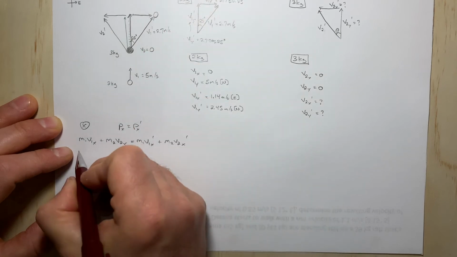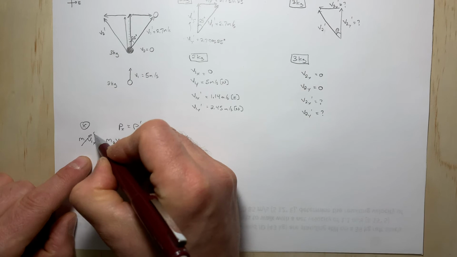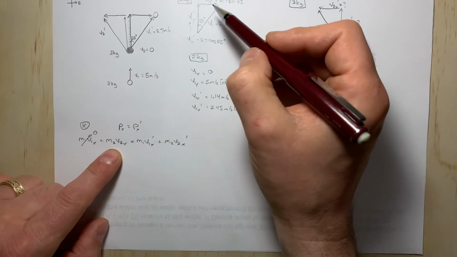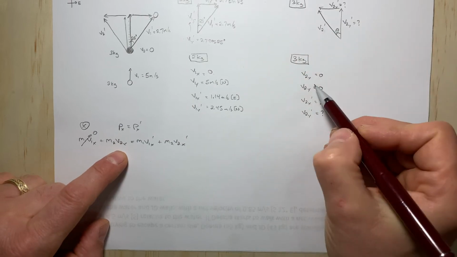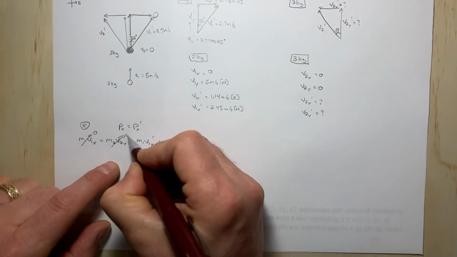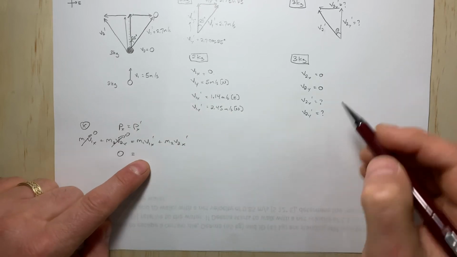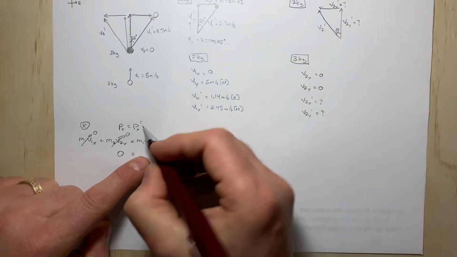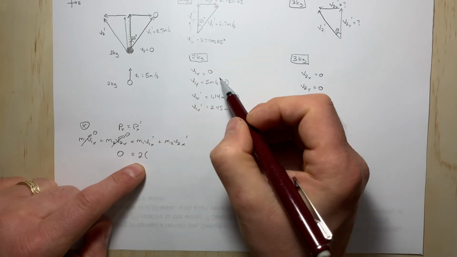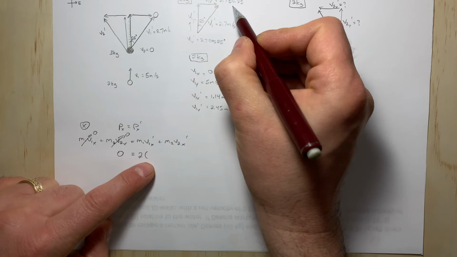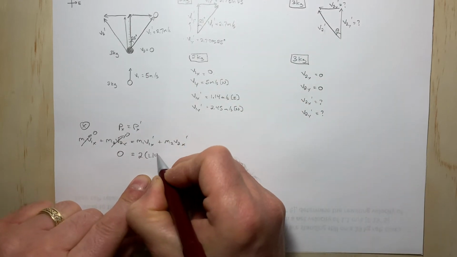Okay, so mass 1, 2 kilograms. V1x though is 0. That guy's gone. Mass 2 is 3 kilograms, but V2x also 0. That guy's gone. So our left-hand side here is 0. That's not always going to happen, but it happens in this case. M1, again, we said was 2 kilograms. V1x primed is this number right here, 1.14.